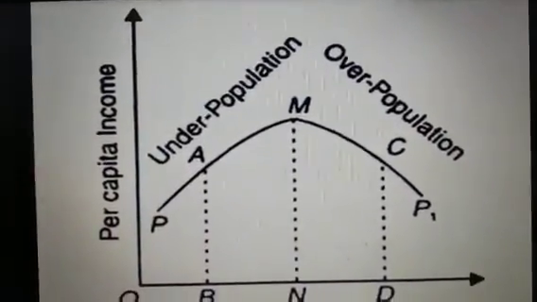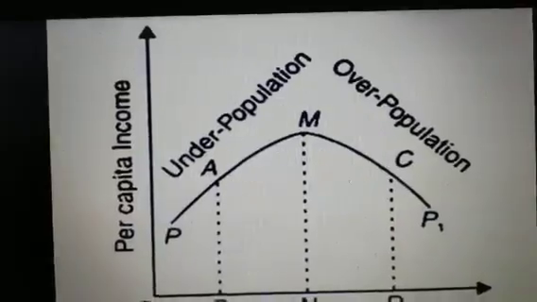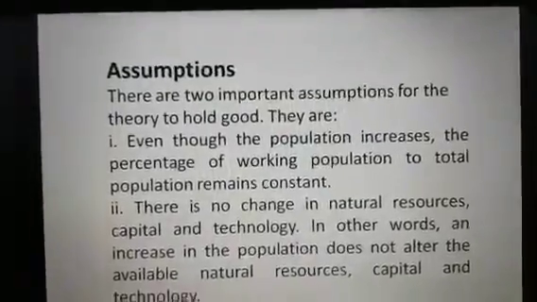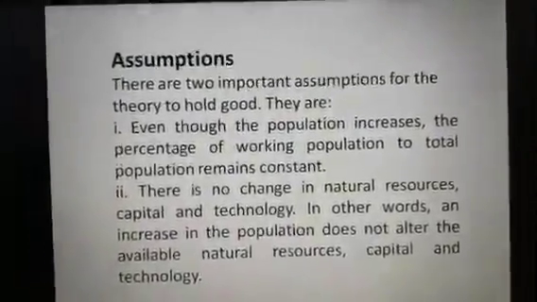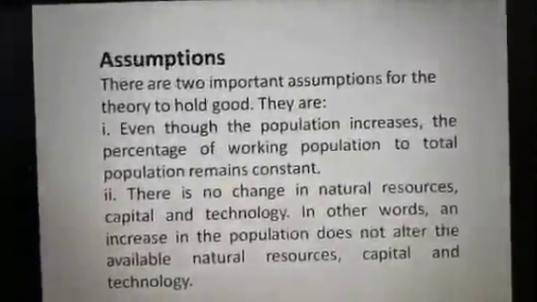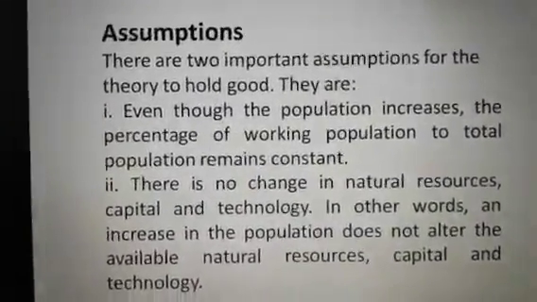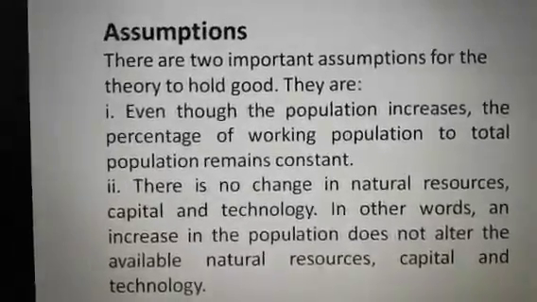So these three graphs denote the theory of population, but there are certain assumptions of this theory. What are those assumptions? And these assumptions may also be the criticism of the theory.